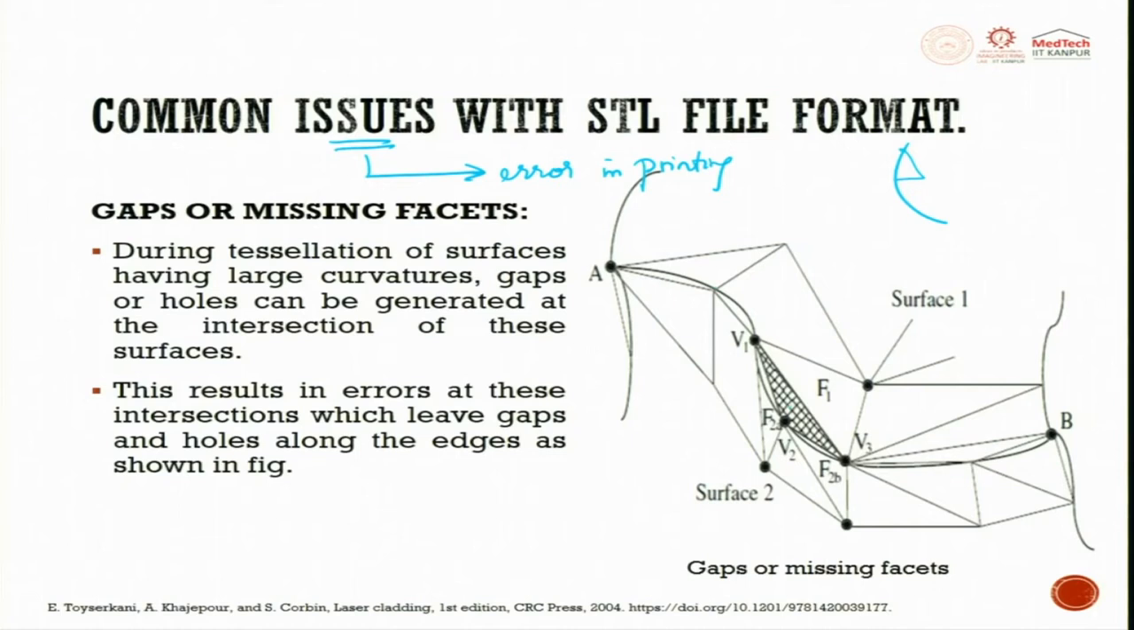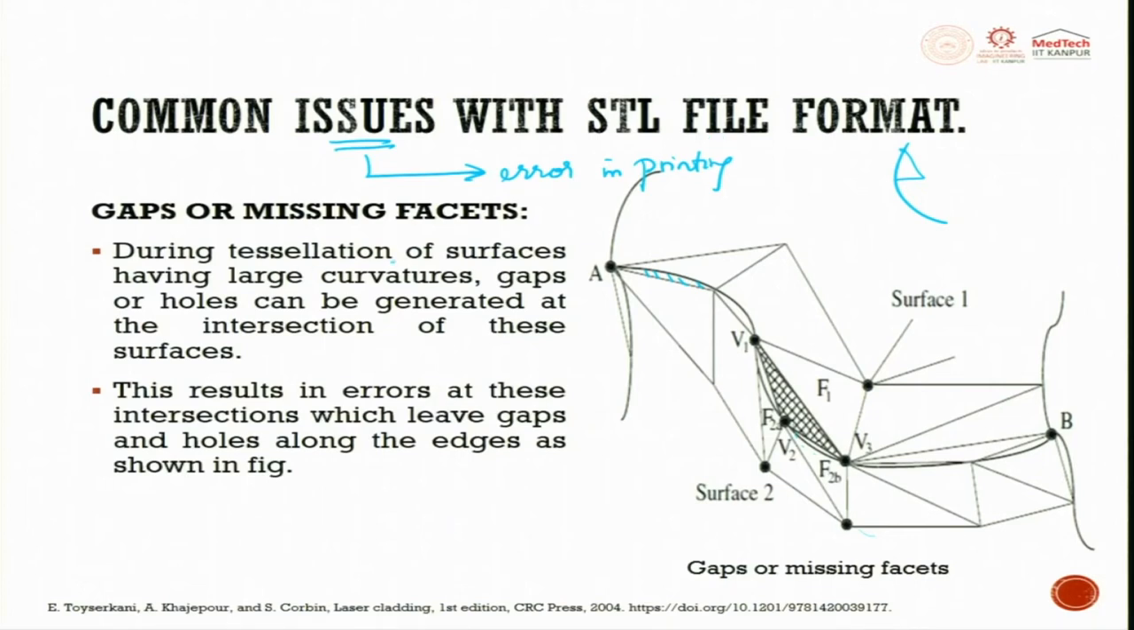If you see, this is a curved surface, right? This curved surface is divided into several small triangles. You see here, the dark one is a curved surface, and you see a triangle here. So there is missing information in this place, or there is a gap in this place, or there are triangles, sharp edges, and this information is missing. So gaps or missing facets is one of the biggest problems when we try to create STL files from the given CAD drawing.